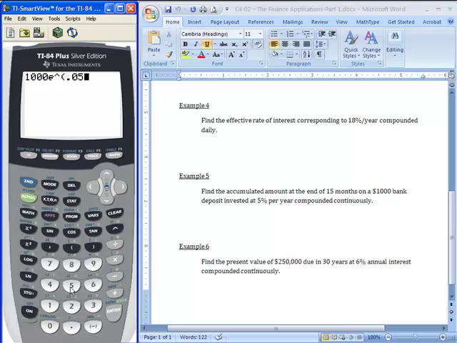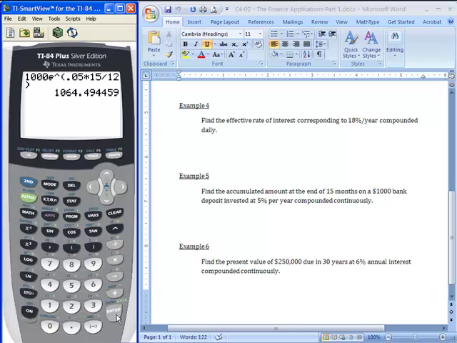Again, we have to use it in decimal now. We're not in the TVM calculator. And I have to multiply that by the time. The time in this case is given in months, and I want it in years. So 15 months is the same thing as 15 twelfths of 1 year, or 15 divided by 12. So there we get that time. And I press enter, and I find out that the answer is $1,064.49, rounded to the nearest cent. In other words, compounding continuously, we earn $64.49 in interest over the 15 months.